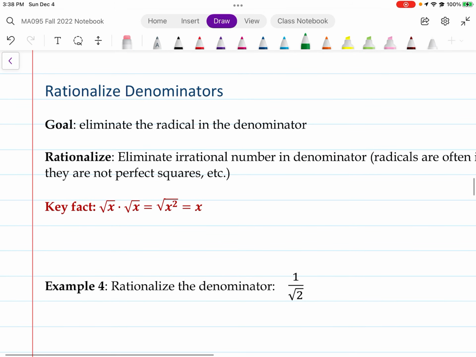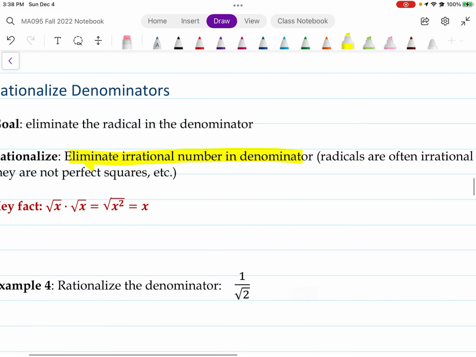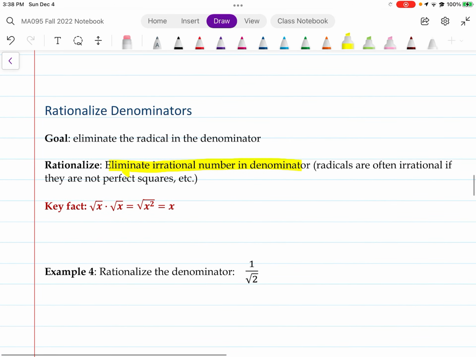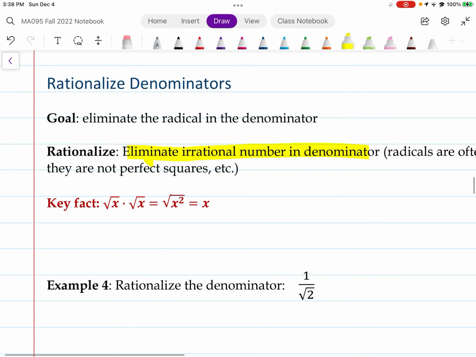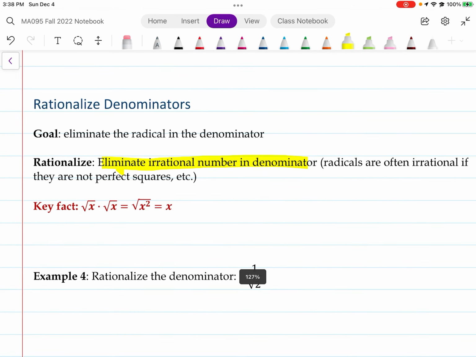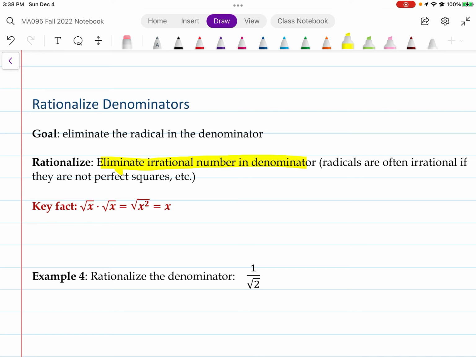Rationalizing denominators. The goal is to eliminate a radical in the denominator. So we don't like radicals in denominators because they are irrational. They're generally irrational. So rationalize means to eliminate the irrational number in the denominator. An irrational number generally is a square root or a cube root. So radicals are often irrational if they're not perfect squares. So in red here I have a key fact. Square root of x times square root of x is square root of x squared, which is x. We've just been practicing that. So make sure you've got that. When you take the square root of x times the square root of x, you just get x. And I may not take those through lots of steps anymore, now that I've said it.